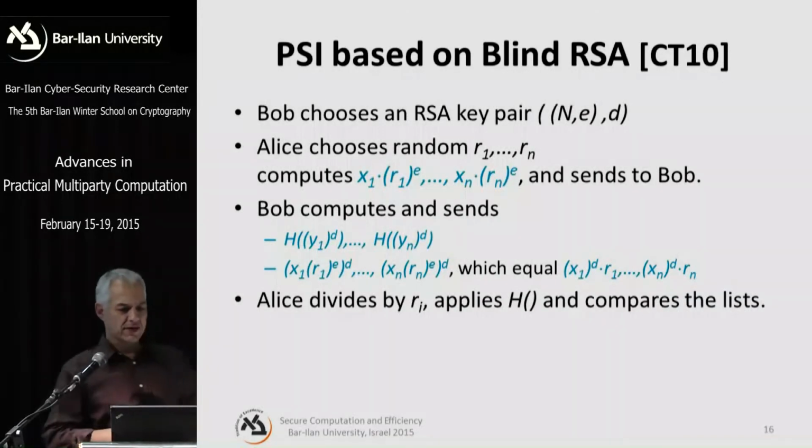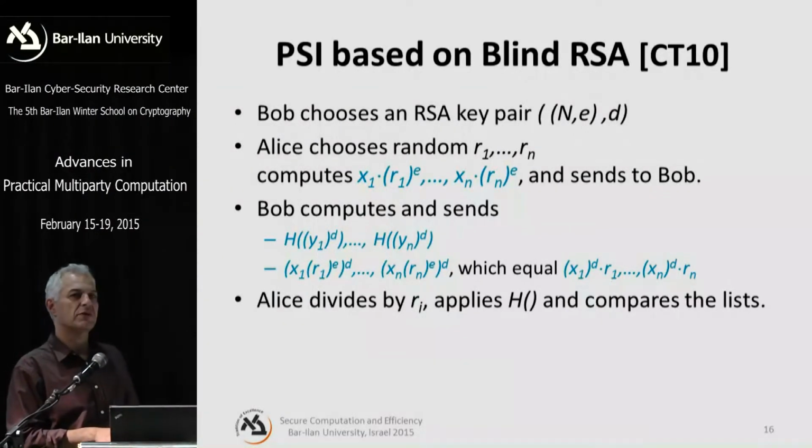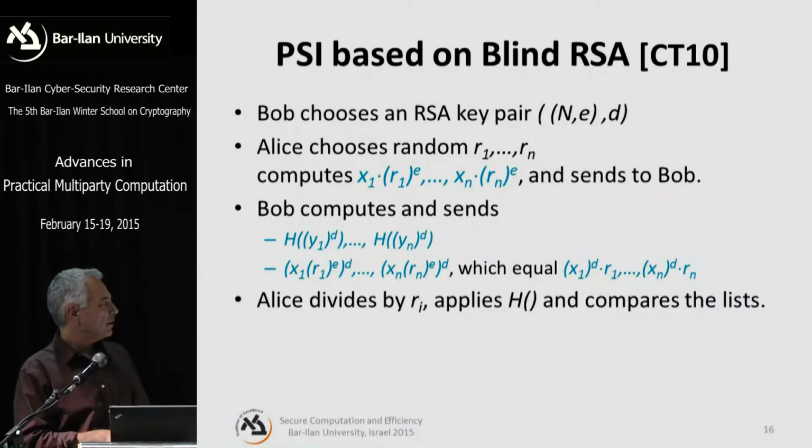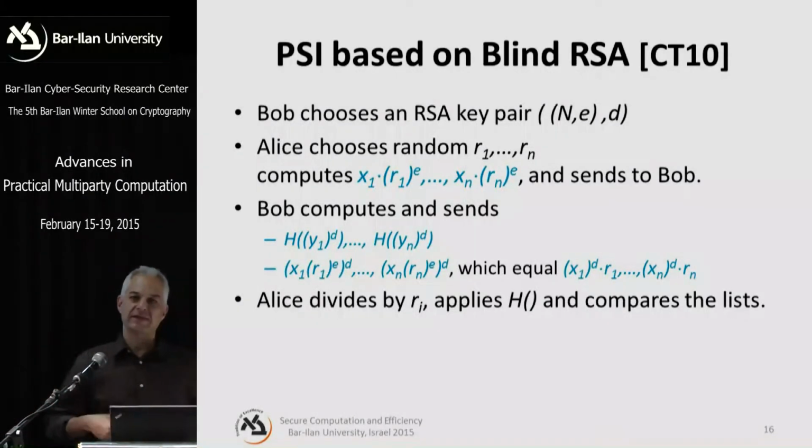And the protocol goes like this. Alice chooses random r's, and basically she blinds her inputs, actually doing blind RSA signatures. She sends each of her inputs to Bob, masked by r1 to the power of e. Bob knows the secret key d, so each of these values he raises to the power of d and sends back to Alice. And he also sends hashes of his y's to the power of d. Now when Alice receives these values, she gets essentially x1 to the power of d times r1. She can divide by r1, compute a hash, and compare here. So if someone has seen blind RSA signatures before, this is essentially blind RSA signatures.